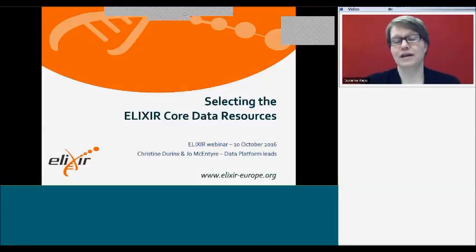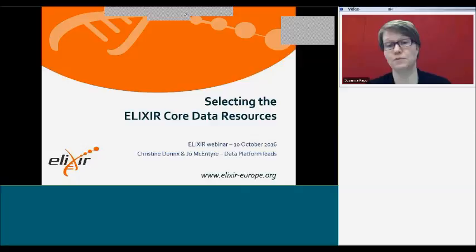Today we will describe a process where we want to test how the ELIXIR Core Data Resources can be selected. The ELIXIR Data Platform Work Package 3 delivered within the Accelerate project indicators and a proposal for a process to select ELIXIR Core Data Resources. This was discussed at the Heads of Nodes meeting in June.